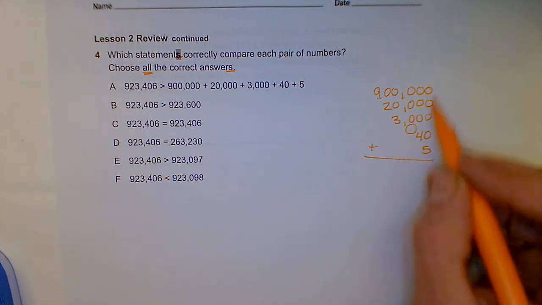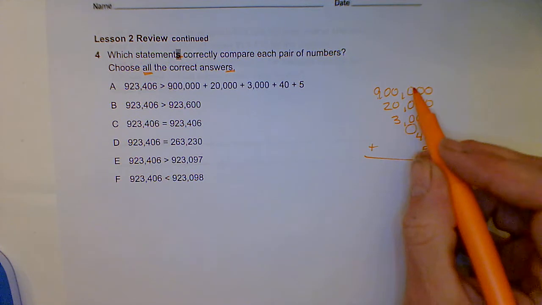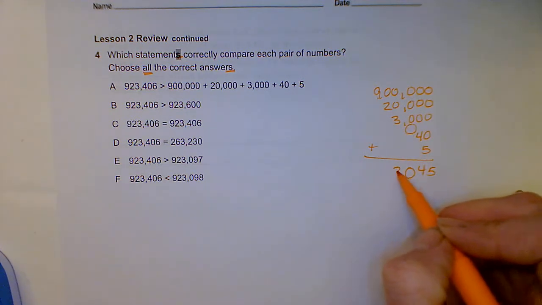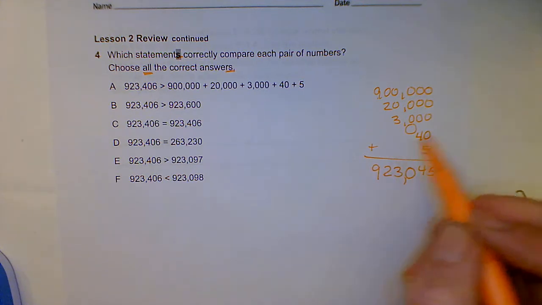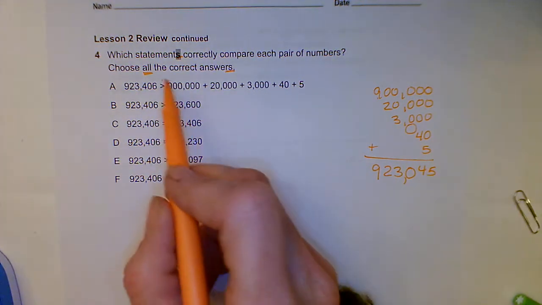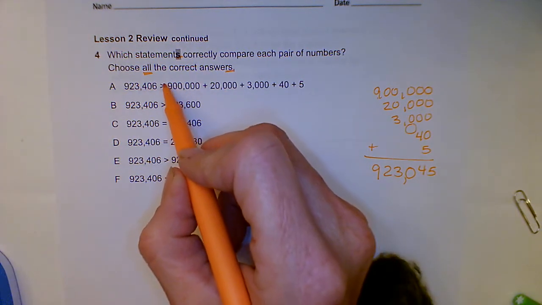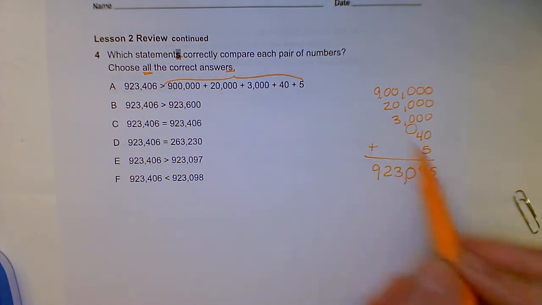So if we add them, we get 5, 4, 0, 3, 2, 9. Okay, so that's what this is. And now I need to compare it to that number. So I need to compare, now again, this whole thing became this.